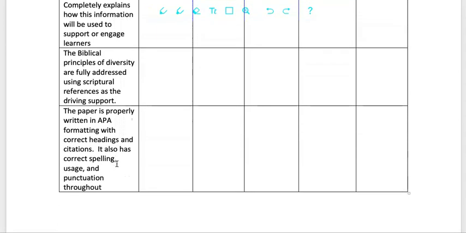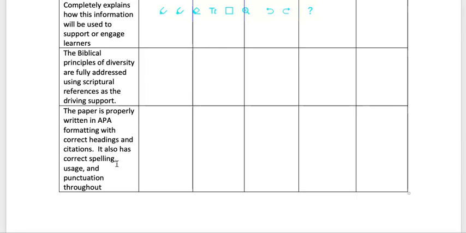Next, the biblical principles of diversity are fully addressed using scriptural references as the driving support. And then finally, the paper is properly written in APA formatting with correct headings and citations. It also has correct spelling, usage, and punctuation throughout.